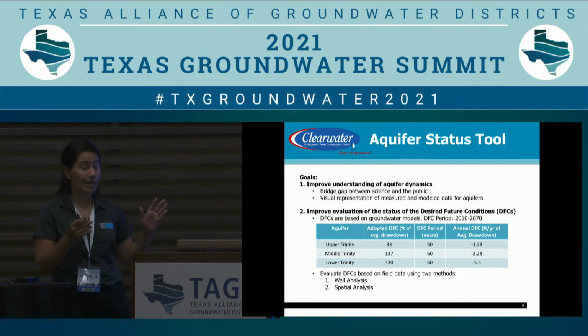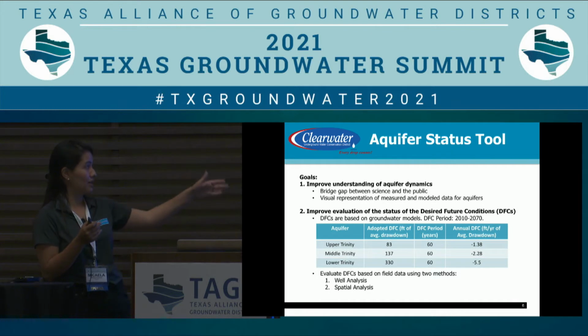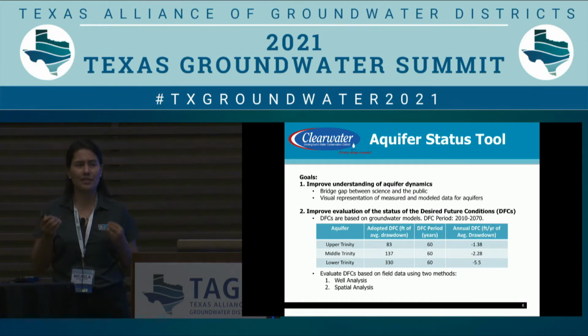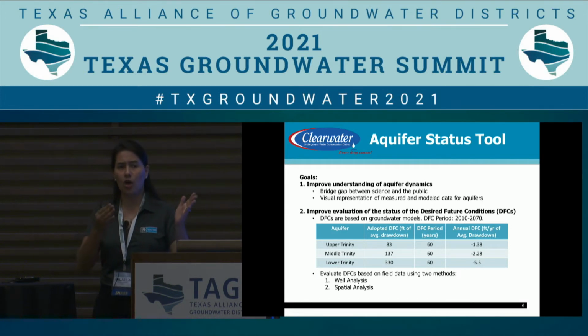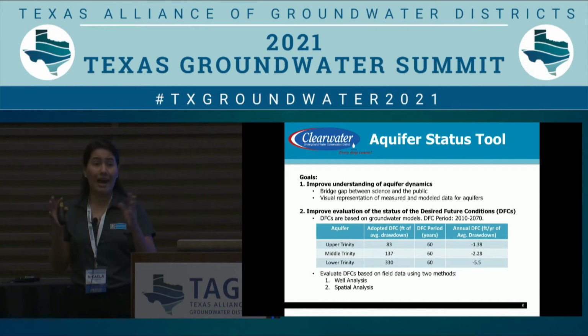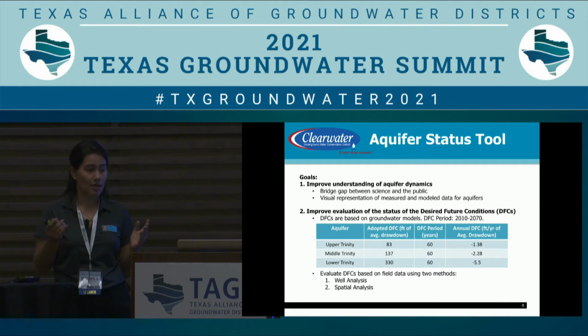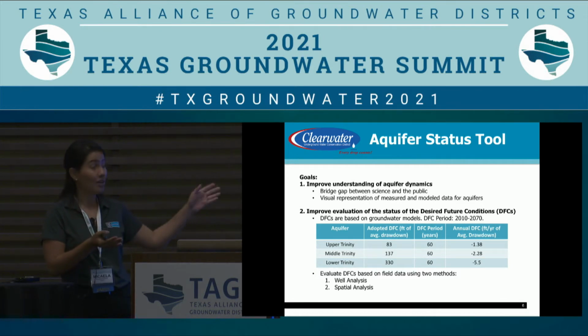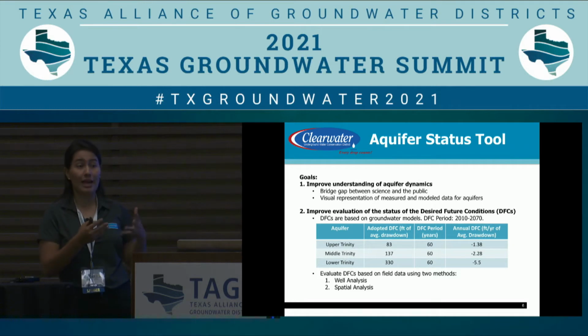Using those values, I just divided the adopted DFCs by the number of years, which is 60 years. We can calculate an annual DFC, which would give us information on how water levels are changing through time annually, such that I would meet the DFC or maybe not. And we compare those values, which are based on groundwater models, to field data. So actually water levels that have been measured in the district.